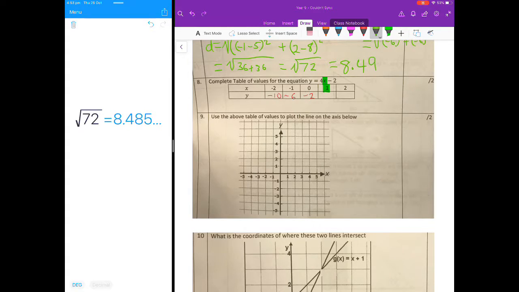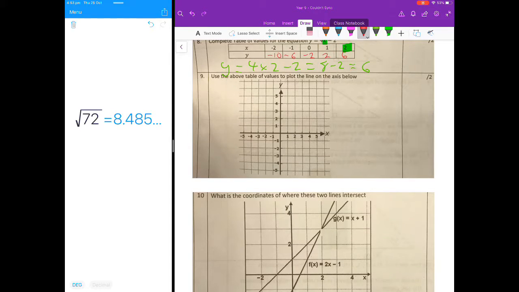We've got y equals 4 times 1 minus 2. 4 times 1 is 4. 4 minus 2 is, of course, 2. Chuck him into the table, and the last number for our table is 2. So we end up with y equals 4 times 2 minus 2. 4 times 2 is, of course, 8. 8 minus 2 is 6. 6 jumps into our table, and our next question is where we're up to.